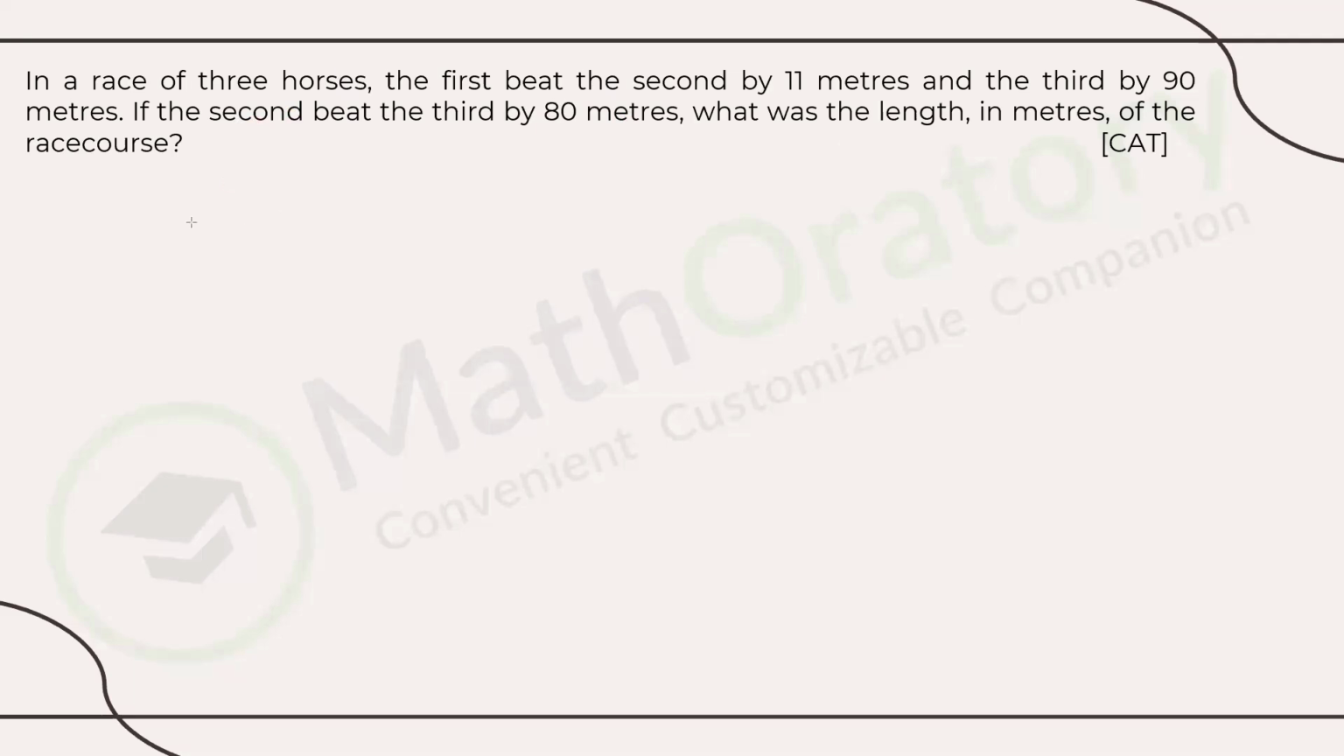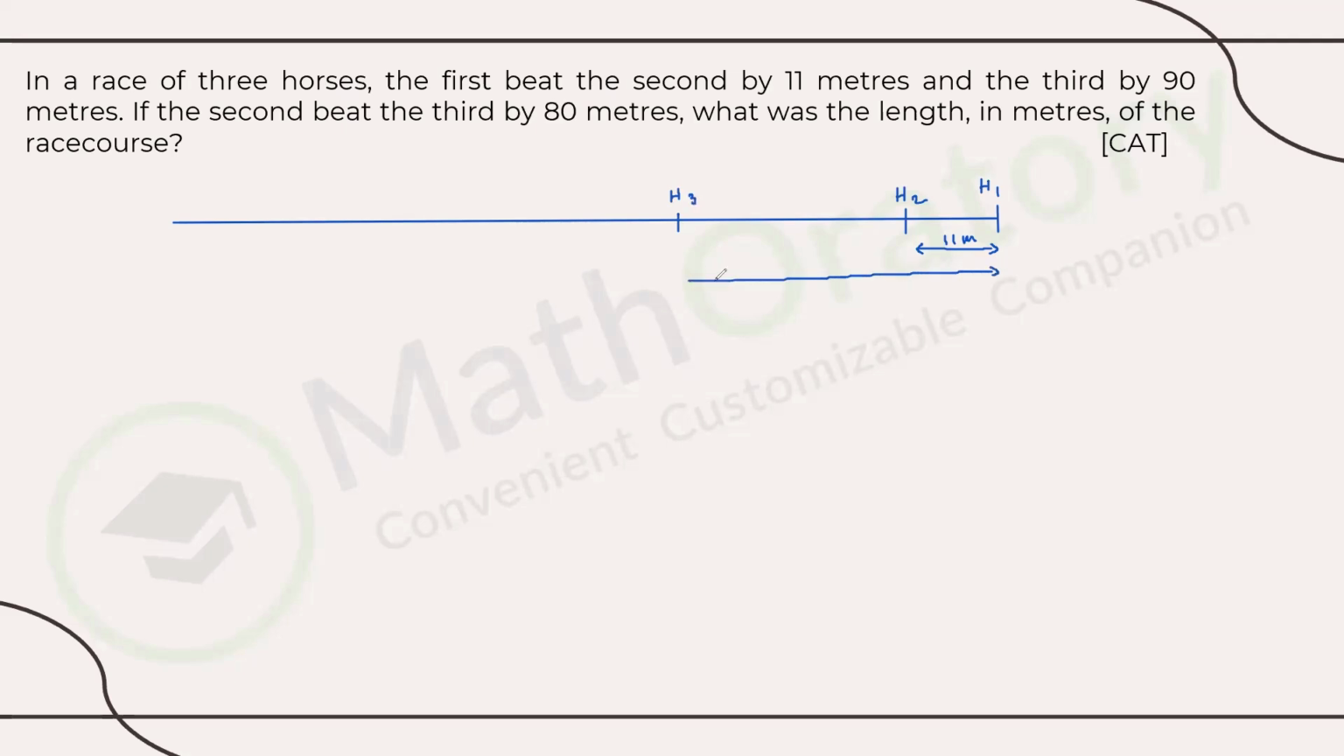So let us just visualize this first. So we have, let's say this is the race course. Now there are 2 scenarios. The first scenario is when the first horse finishes the race, right? So when the first horse reaches, let's say this is the finishing line, horse 1 reaches here. The second horse is 11 meters behind. So this should be 11 meters, something like this. And the third horse is 90 meters behind the finishing line.